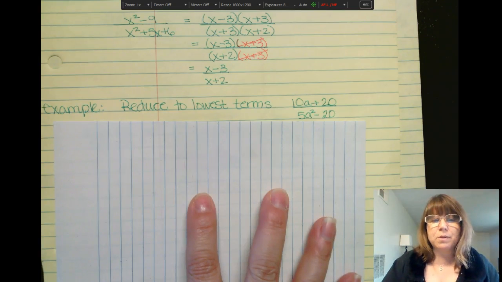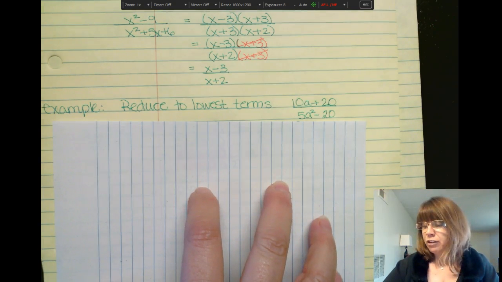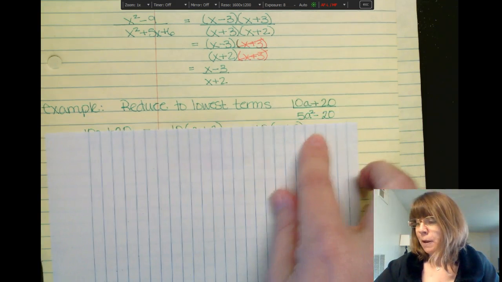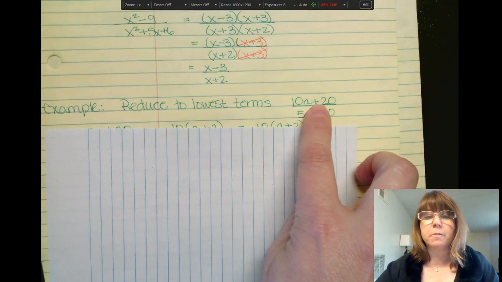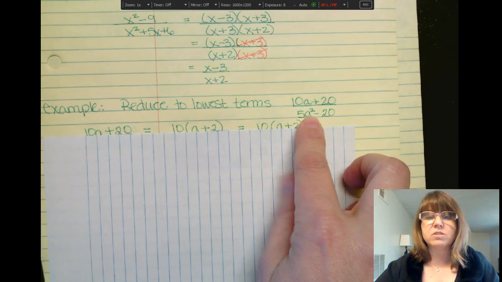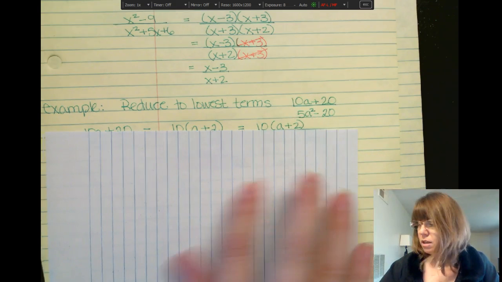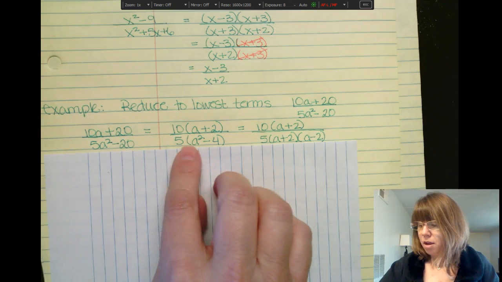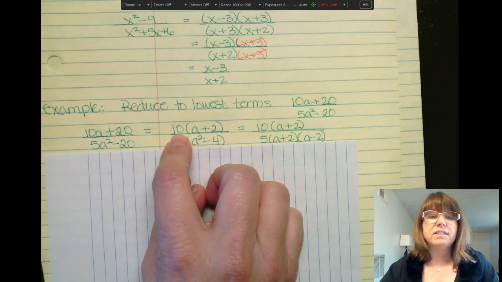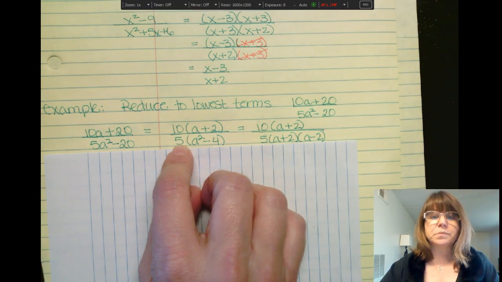Let's try another example. Let's reduce to the lowest terms 10a plus 20 all over 5a squared minus 20. This is another case where you might want to jump in and do the 20 over 20, but you have to remember, it's not just a 20. There is addition here. It's not just a 20, there's subtraction here. So it's all of this together. So I'm going to factor both the top and the bottom. I can factor out a 10 for my GCF for the numerator. I can factor out a 5 in my denominator.